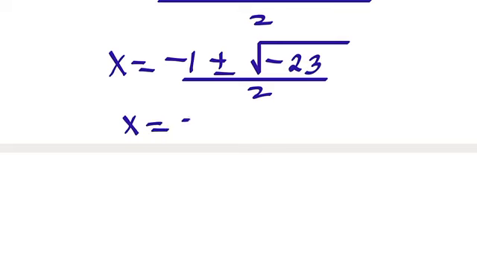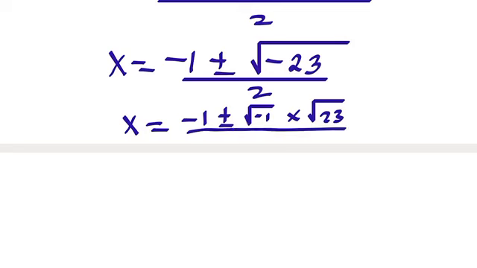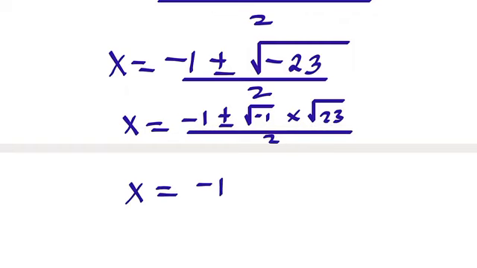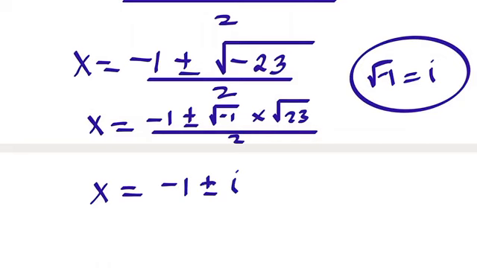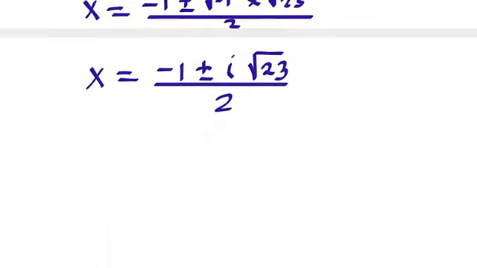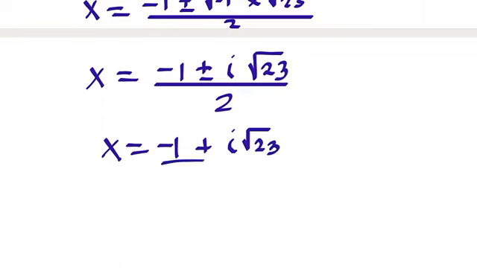Equals minus 1 plus or minus the square root of minus 1, then multiplied by the square root of 23, all divided by 2. So the square root of minus 1 is what? The square root of minus 1 is i. So let's keep that. So we're going to have plus or minus i, then square root of 23, all divided by 2. So now from there, we have x to be minus 1 plus i root 23, all divided by 2. That will be x2.